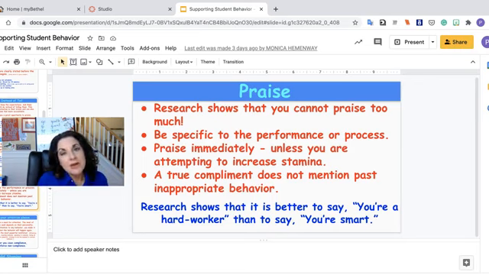Research shows us that if we say things like, you're a hard worker, instead of saying things like, you're smart, then we actually will find that students are more persistent at working in the future.